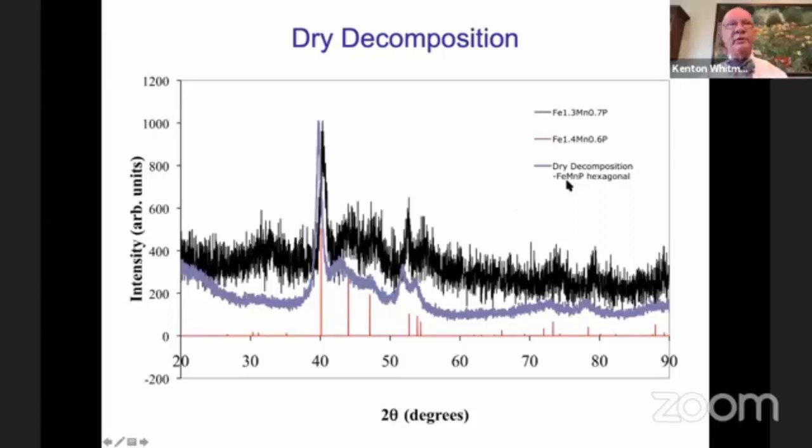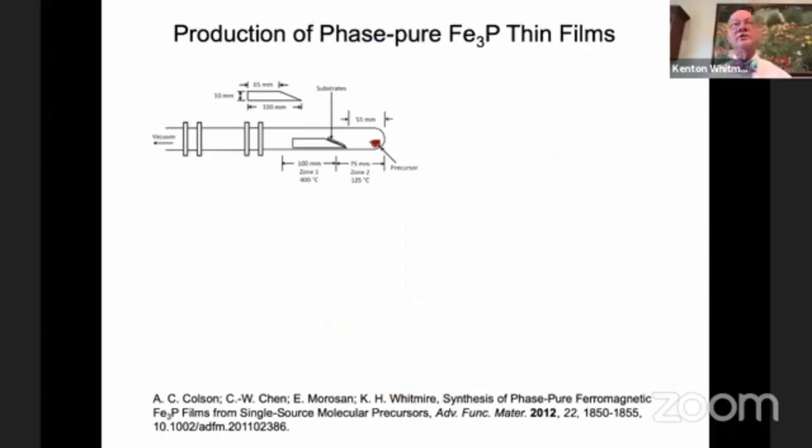So we decided that we were going to be in some way cowardly, but in some ways very clever, and that was to make these materials not using oleic acid, and in fact not using solvent at all. So we turned from looking at nanoparticles to looking at MOCVD, metal organic chemical vapor deposition.